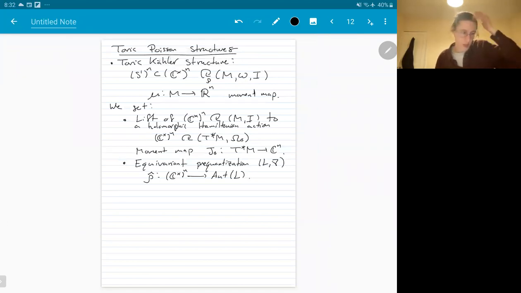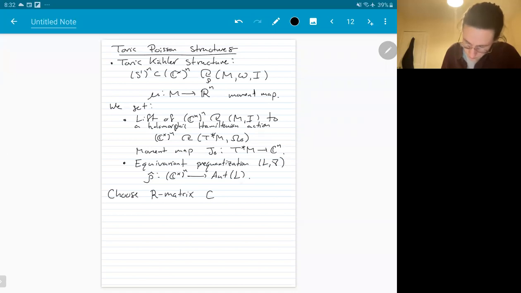So now we want to deform the picture with a Poisson structure. For that, we're going to choose a so-called R matrix, which is really just an antisymmetric matrix. So here R^n is the Lie algebra of (S^1)^n.